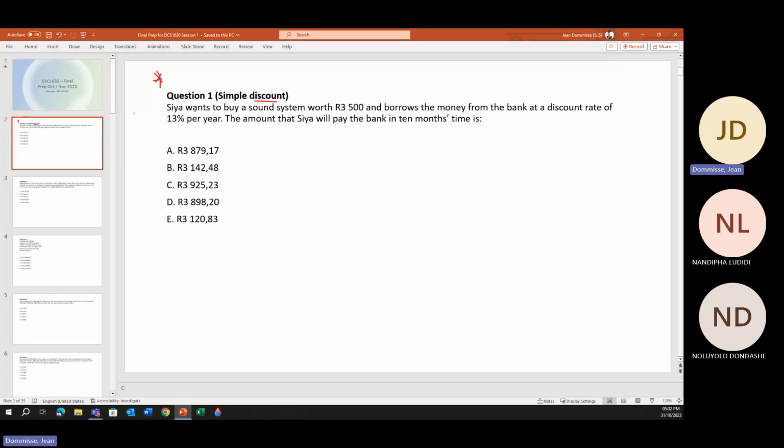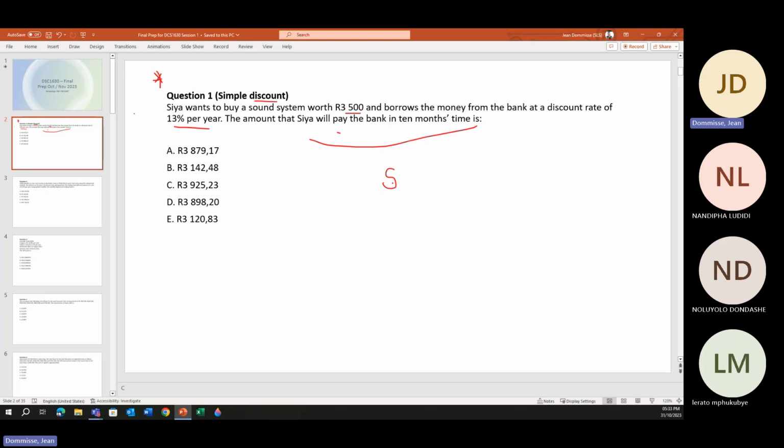Sia wants to buy a second sound system worth 3,500 and borrows the money from a bank at a discount rate of 13% per year. The amount Sia will pay the bank in 10 months' time. Okay, so we basically need to work out what is the value that Sia needs to pay in 10 months' time. So we will need to get a future value.